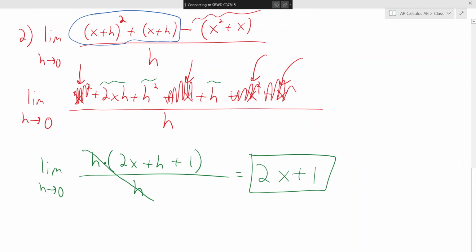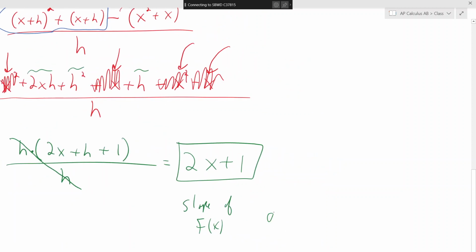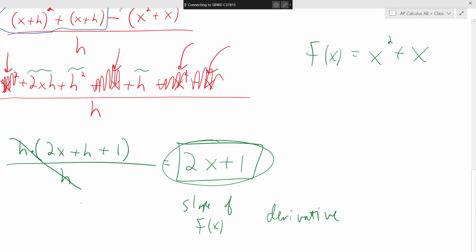And all this thing does right here, it tells me the slope of f of x. It's called the derivative. So if f of x is x squared plus x, and I want to know the slope of that function at 3, it's going to be 7. The derivative is 2x plus 1. That's the slope. That's not the y value, it's the slope of the curve right there. It tells you which direction it's moving, which is an extra piece of information. The way we denote that is f prime of x equals 2x plus 1.